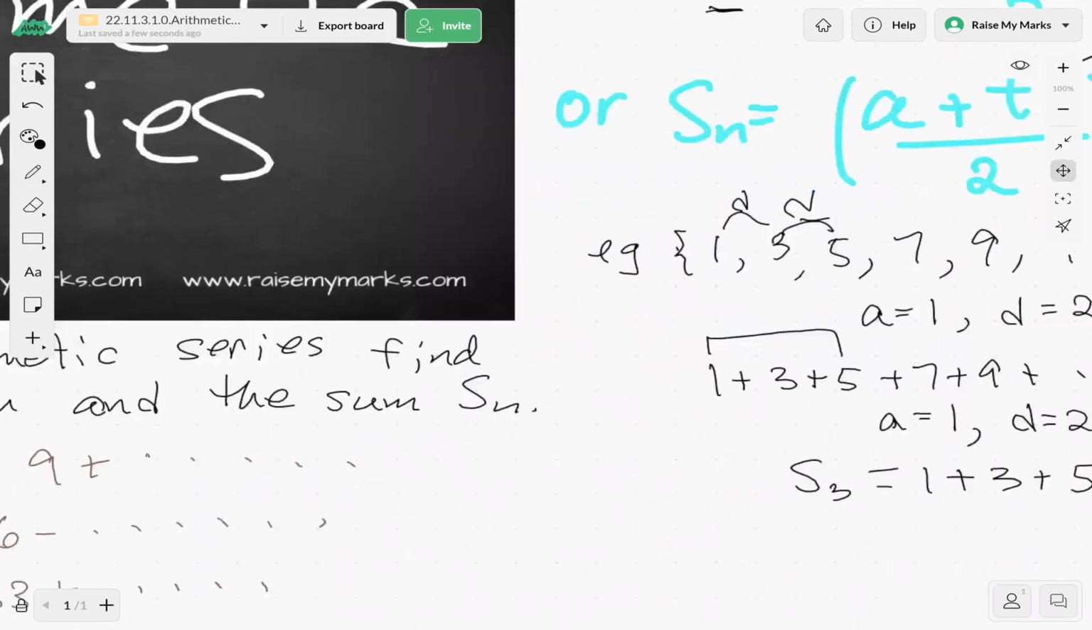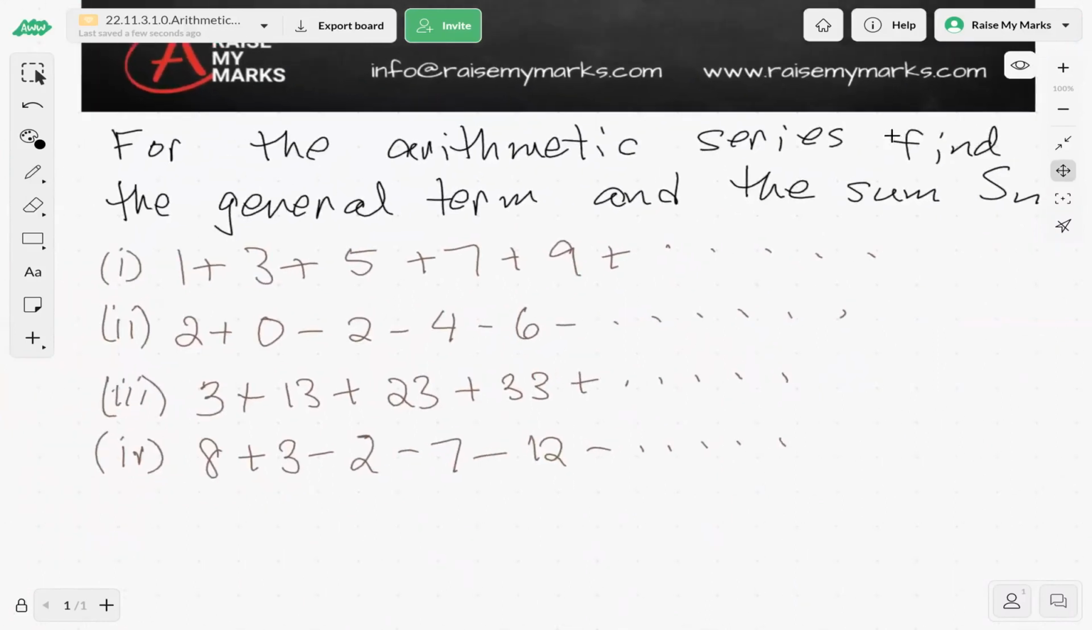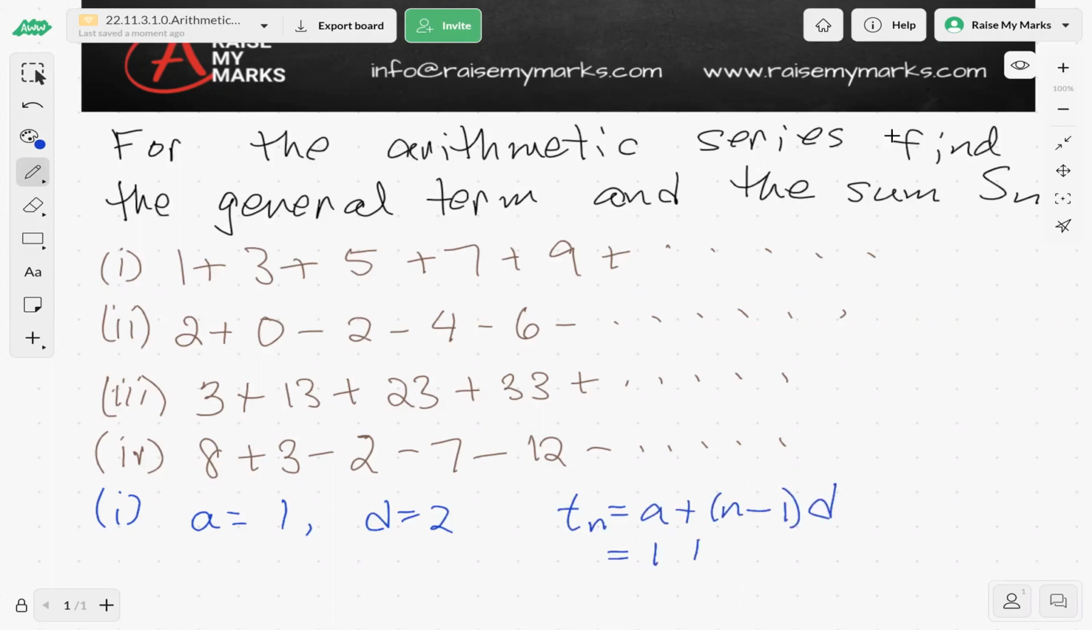All right, so now let's have a look at our examples, or the questions we're asked. For the arithmetic series below, find the general term and the sum Sn. Okay, so for number 1, we need to find the general term. The first thing we need to do is find the initial term. So a is 1, our common difference is 2. So what does our general term look like again? Tn equals a plus (n minus 1)d, or in our case, 1 plus 2(n minus 1).